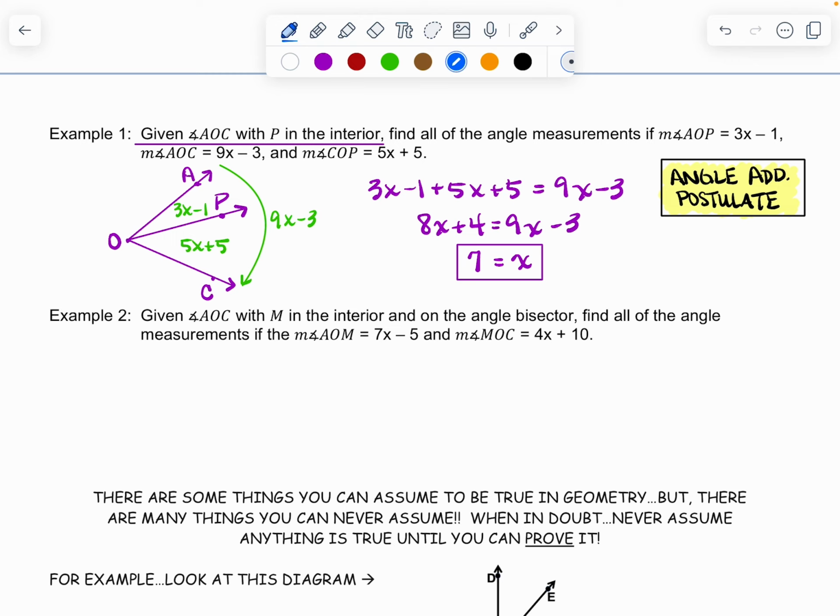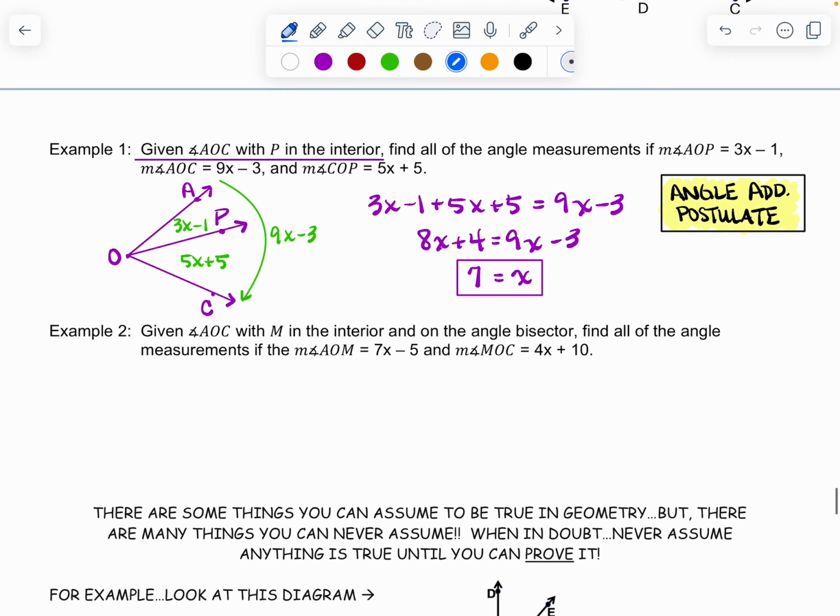And so this one actually asks us to find the measure of all the angles, so I'm going to do that. I'm going to do the two smaller angles first. So AOP, the measure of angle AOP. I'm going to take that 7 and plug it in for the x into 3x minus 1. Well, 3 times 7 is 21 minus 1, so I'm going to get 20 degrees for the measure of angle AOP.